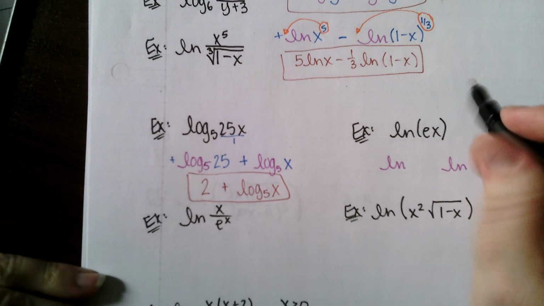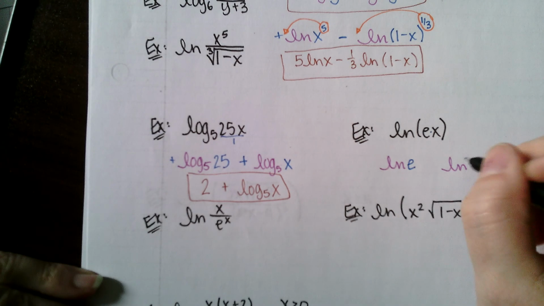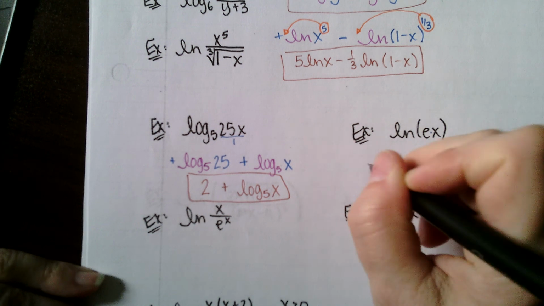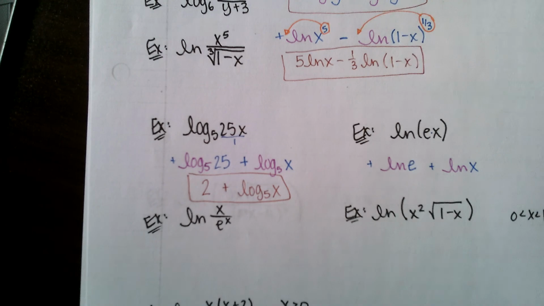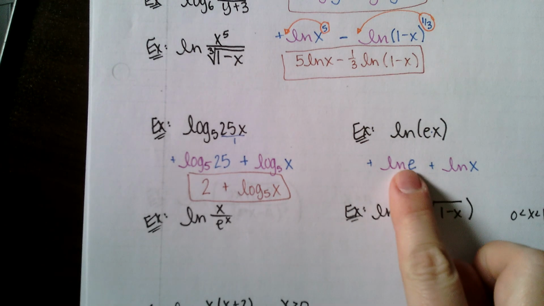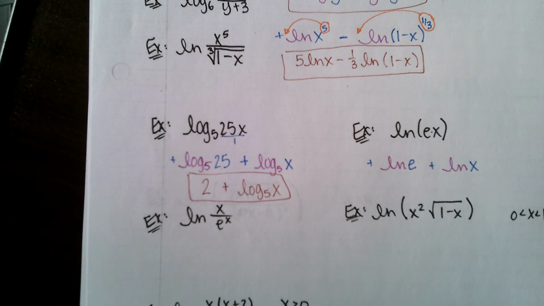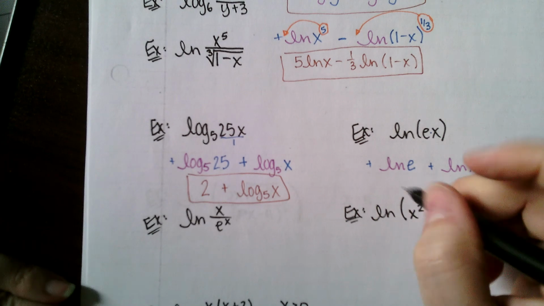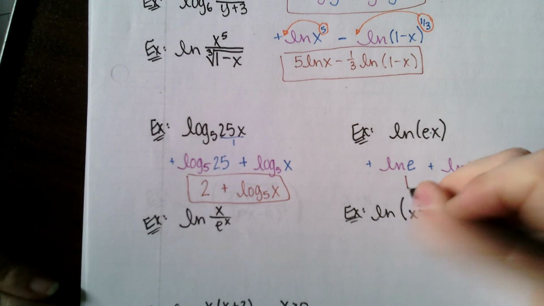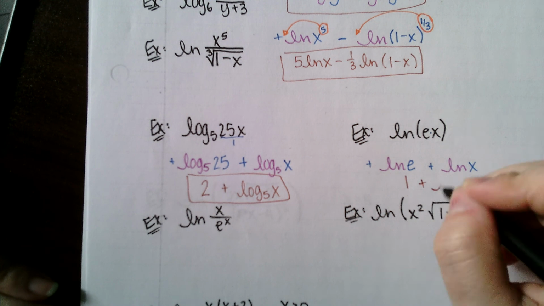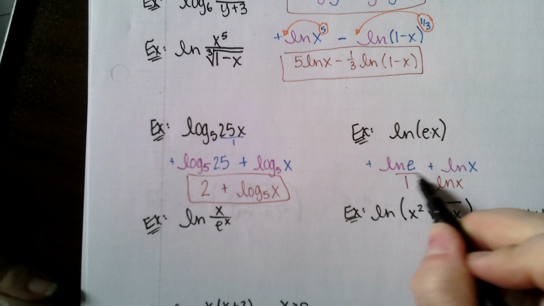Both of my roomies are upstairs, so natural log of e and natural log of x both are added. And then I can evaluate this, the natural log of e. Natural log of e is asking me e to what power gives me e. That's one of my properties. e to the first power is e, so the natural log of e is 1. So then I'll have 1 plus natural log of x.